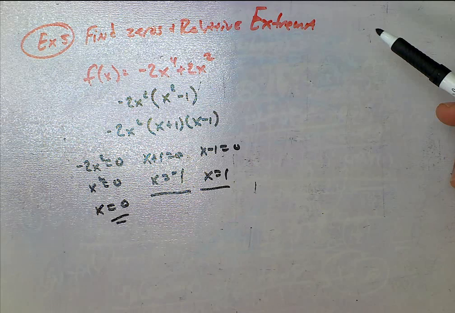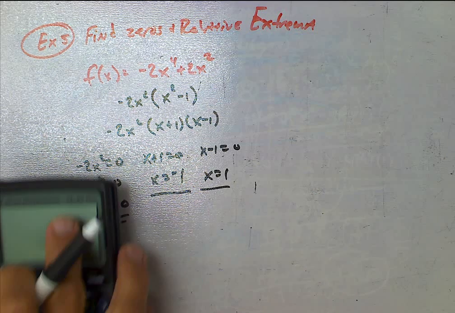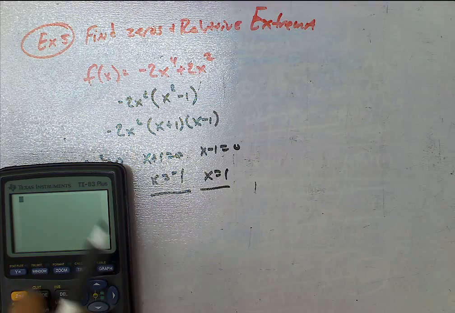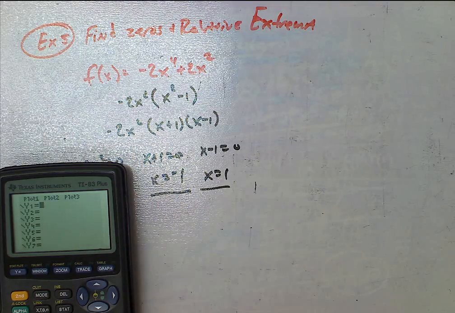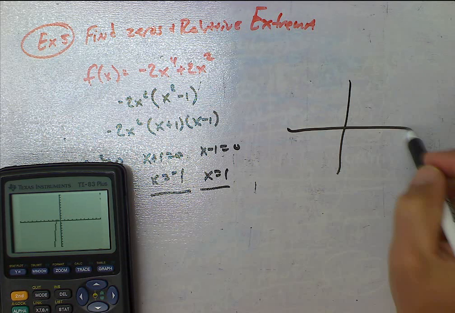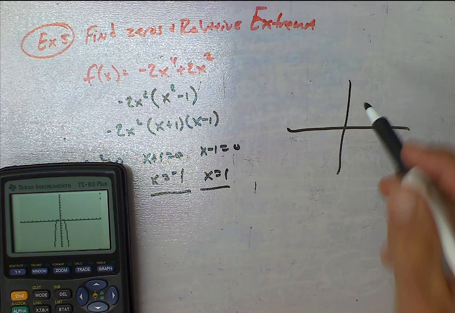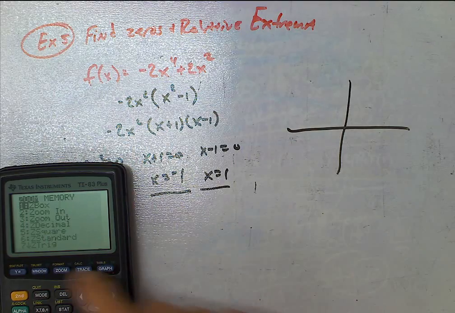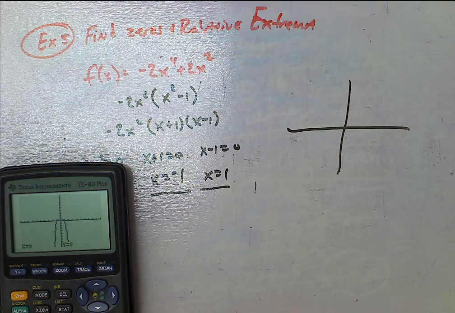So the first thing we're going to do is put it into our calculator, just like we did in class the other day. Y equals, make sure you clear it out, negative 2x to the fourth plus 2x squared, the graph button. And it looks kind of hard to tell what that looks like. So if I hit zoom in to try to make it look a little bigger, it looks like that.